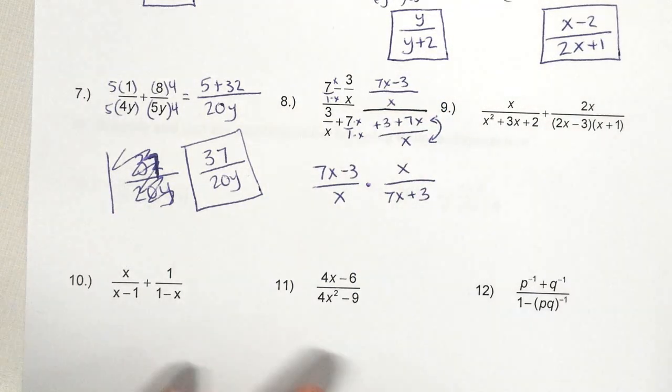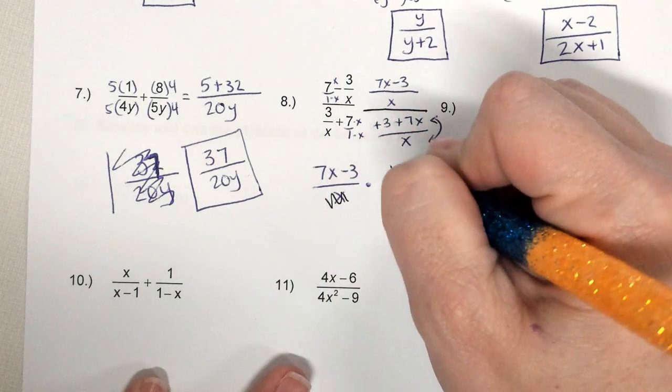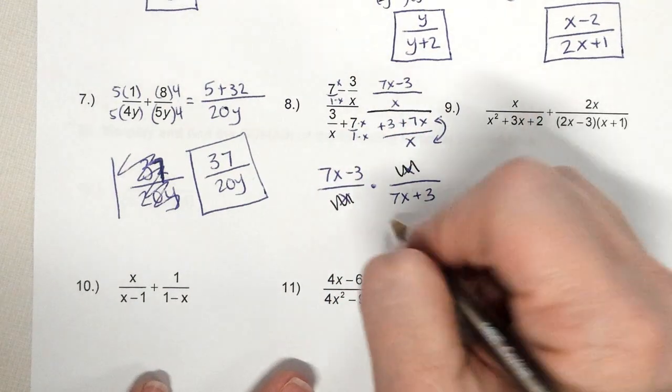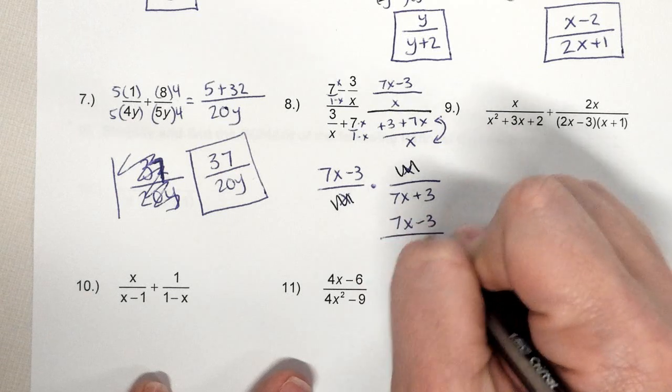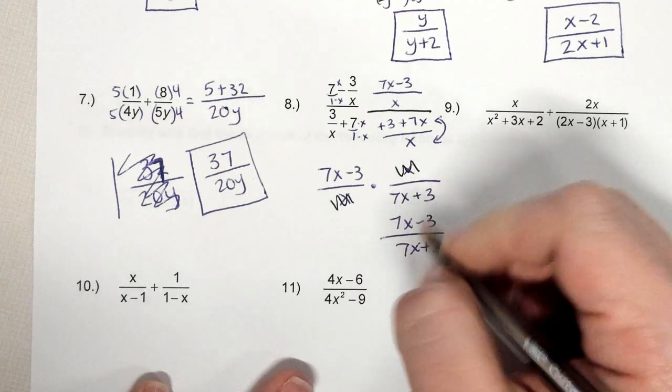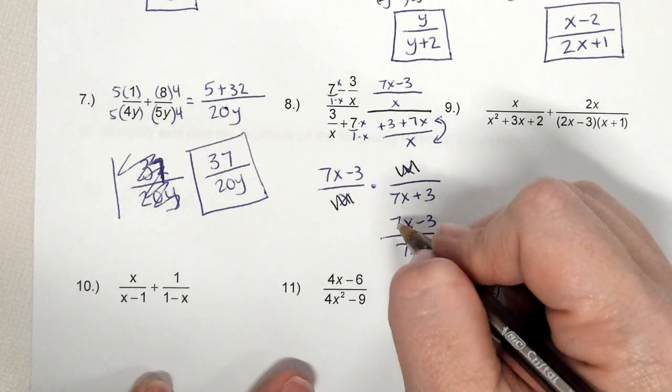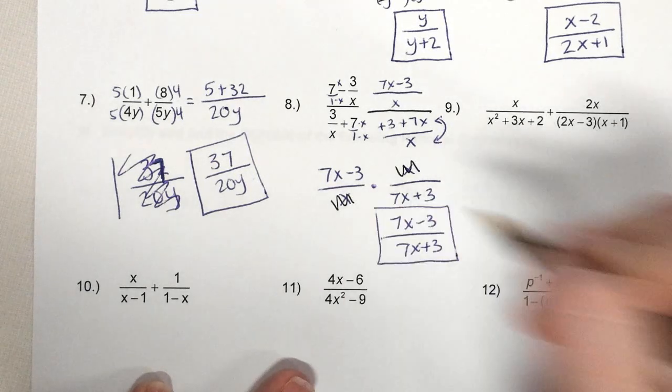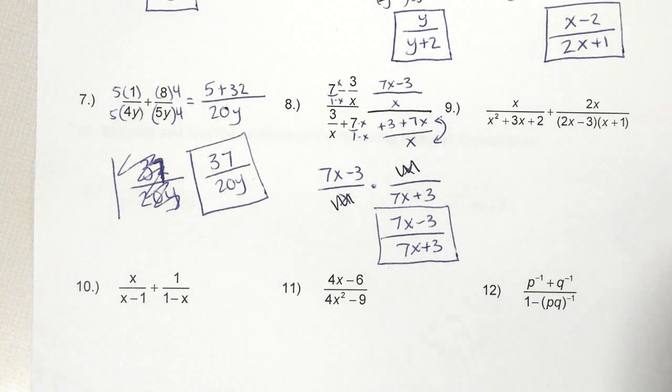Well, the only thing that cancels here are the x's, and we're left with 7x minus 3 over 7x plus 3, which are not the same. One's minus, one's plus, so you can't cancel any of it because that plus and minus makes it stuck like glue. So there's your answer.